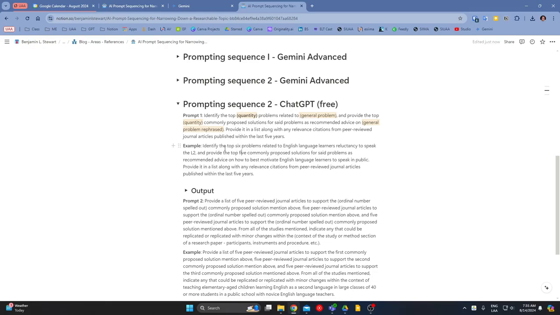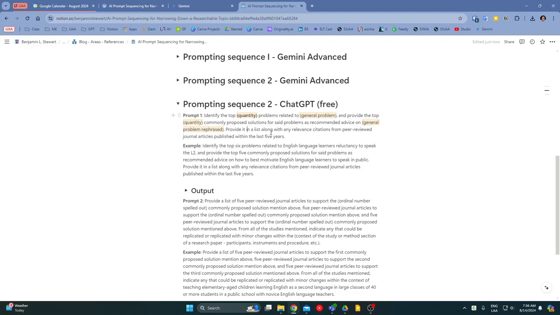Now, in this case, I'm going to include 6 problems, identifying the top 6 problems related to English language learners' reluctancy to speak the L2, and provide the top 5 commonly proposed solutions for said problems as recommended advice on how to best motivate English language teachers to speak in public. So what I've done here is I've completed a certain quantity of problems. I'm still brainstorming and thinking about certain types of problems that relate to a general problem that maybe I am thinking about in terms of my own experience as a teacher or as an English language learner. And in this case, I've also indicated a quantity of proposed solutions.